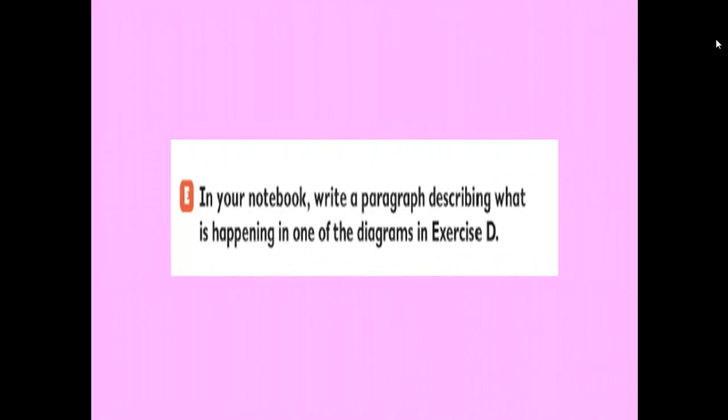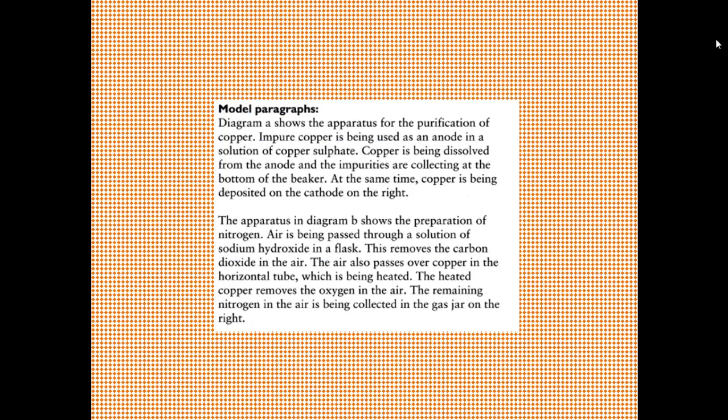Number E, in your notebook, write a paragraph describing what's happening in one of the diagrams in exercise D. Here we have to choose one of these two diagrams in this exercise, exercise D, and then write a small paragraph describing what's happening in it. So here we have a model paragraph.